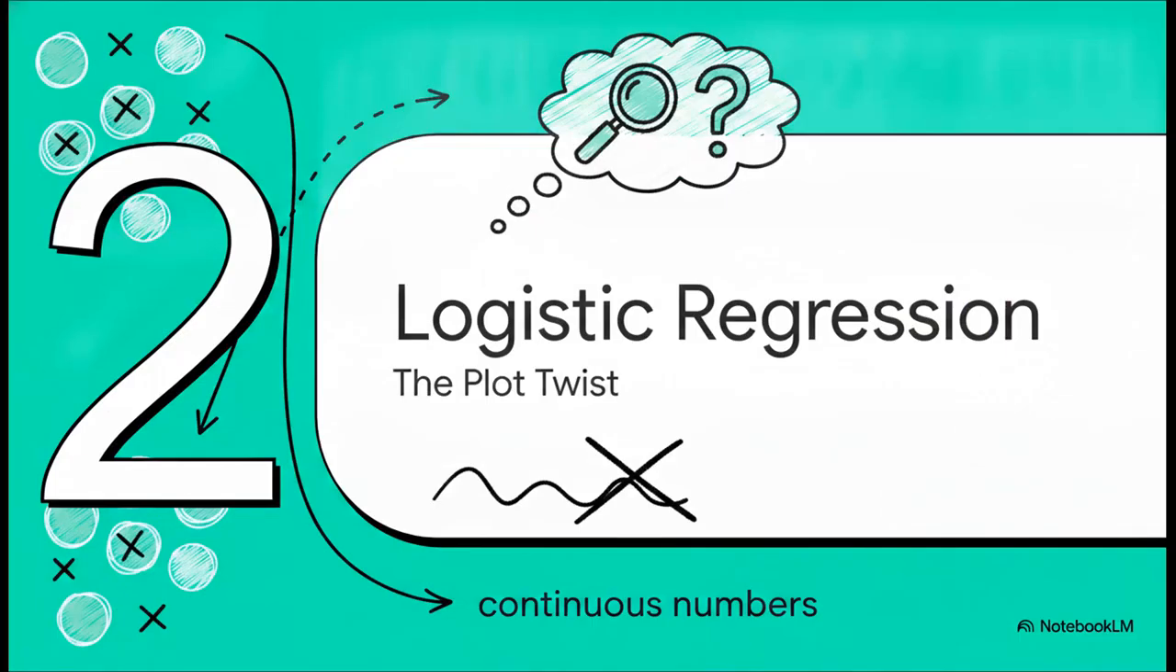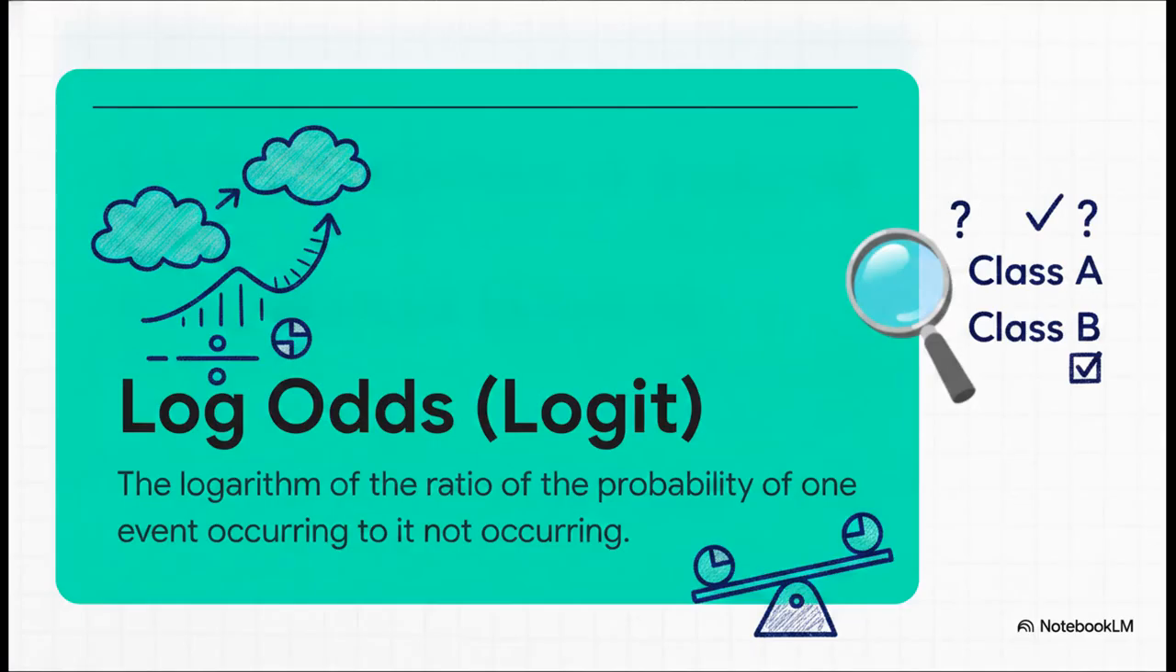Now, here comes a bit of a plot twist. What's really funny about this algorithm is its name. Despite having the word regression right there in the title, logistic regression is fundamentally a classification tool. It's a historical naming quirk that honestly trips up a ton of beginners. But don't let it fool you. It's built from the ground up to separate data into categories, not to draw a straight line through a bunch of continuous numbers.